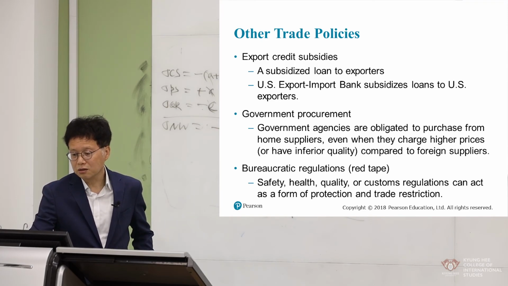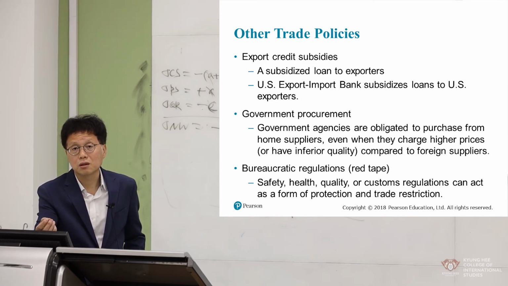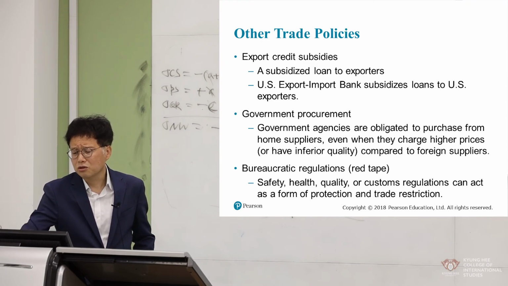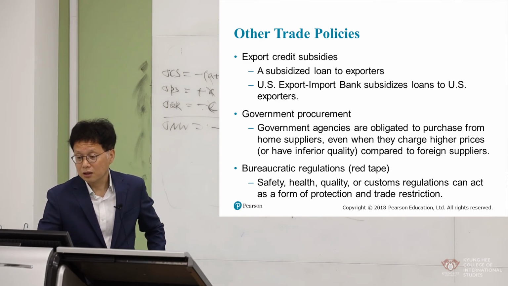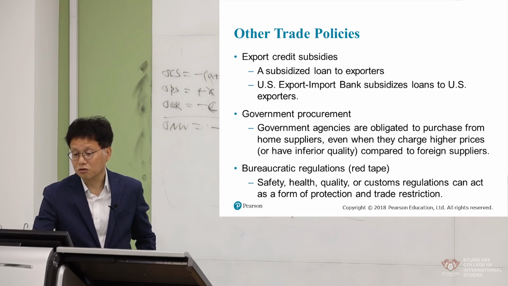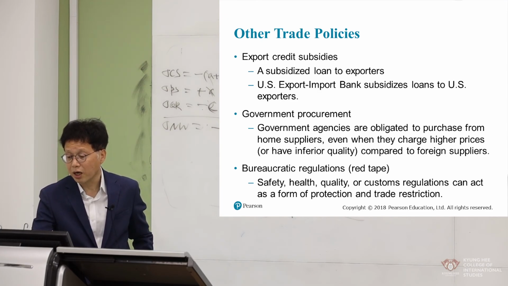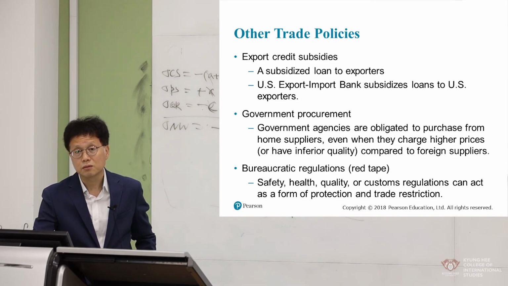Okay. Anyway, other trade policies: export credit subsidies, a subsidized loan to exporters. Export credit subsidies are this one, subsidized loans to exporters, right? So the U.S. government uses lots of money to support agricultural exporters, for example, right? That is export credit subsidies. The U.S. Export-Import Bank provides subsidized loans to U.S. exporters. And government procurement, I already explained. Government agencies are obligated to purchase from home suppliers even when they charge a higher price compared to foreign suppliers. Right? This is a protectionist measure.